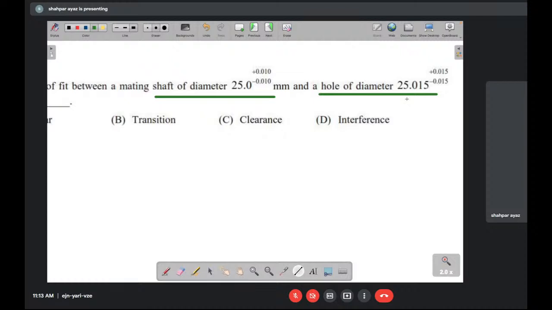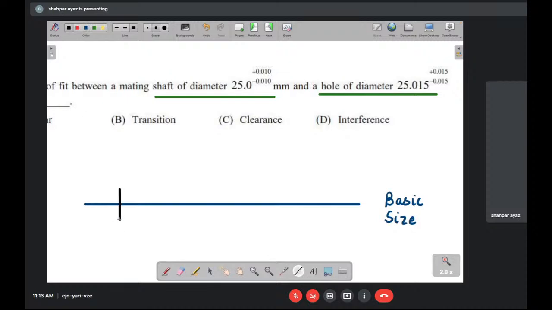I think no one is trying. Now, see, I'm going to discuss the solution with you. This is the basic size line, right? This is the basic size line. Clear? So this is your 25, my dear, 25.0. So this you can write like this, 25 plus and minus. Suppose I'm going to draw it like this. This is your basic size line. This is your tolerance zone for shaft. Basic size is 25.00, if I am assuming. Basic size is your 25.00, right?